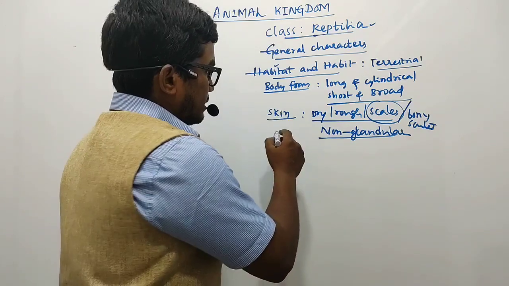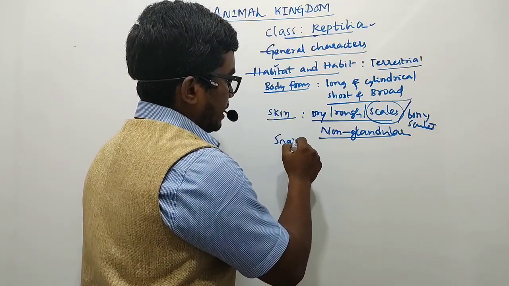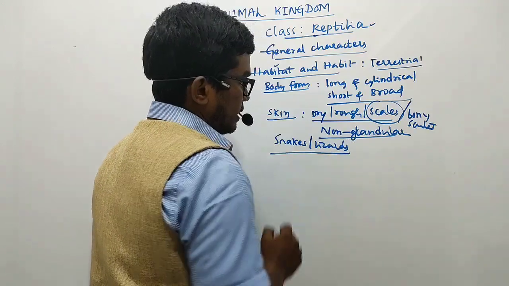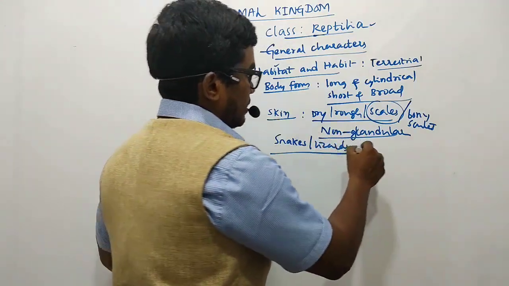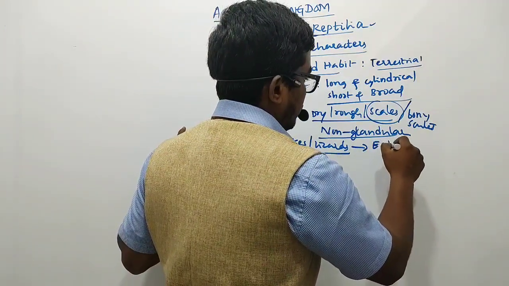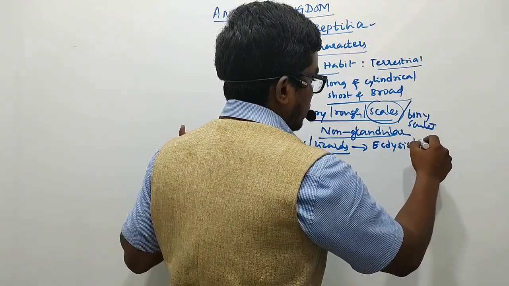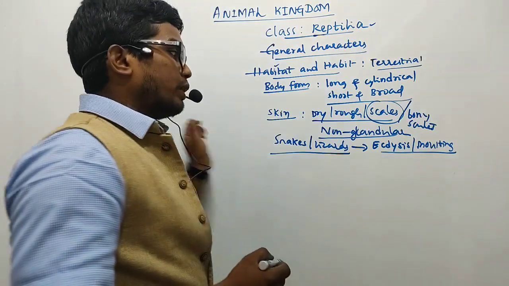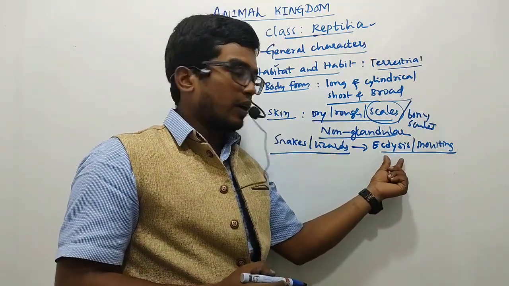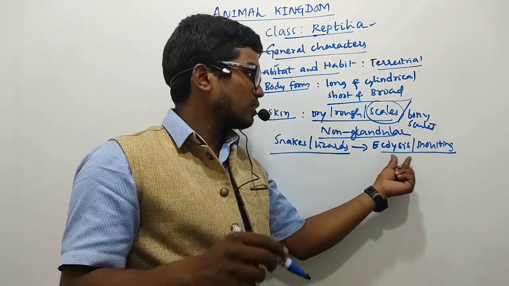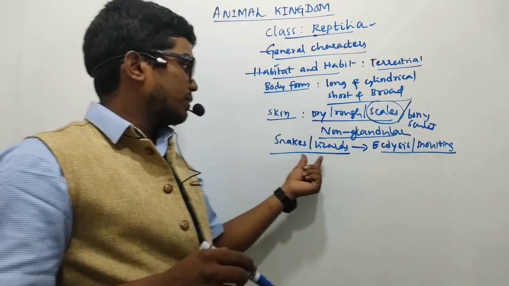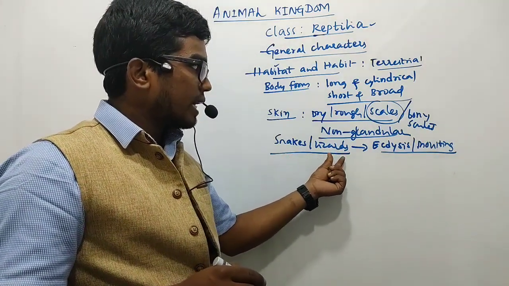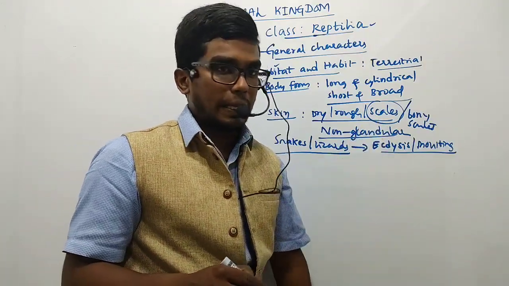See, for example, let us say we have snakes and lizards. These snakes and lizards have the process of ecdysis or molting. We already know that the periodic shedding of skin or the scales is called ecdysis or molting, which can be seen here with respect to snakes and lizards. They shed their scales periodically.